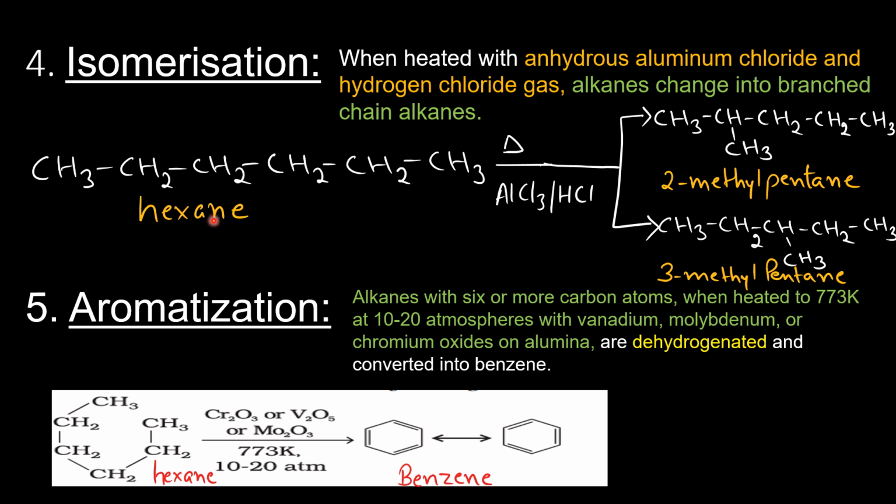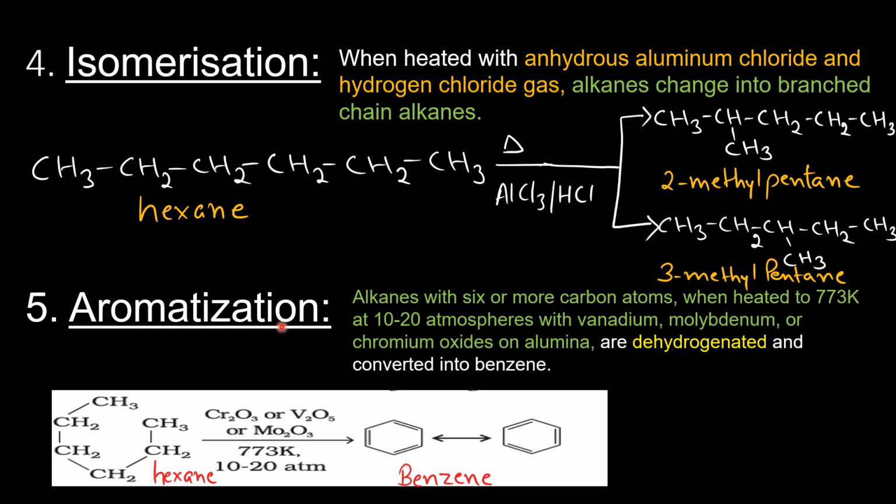Might be one question comes to your mind that we are having in total 5 possible different structures with hexane, but here I have written only 2 because these 2 are the major products under these conditions. So we are supposed to write only the major products in organic chemistry.